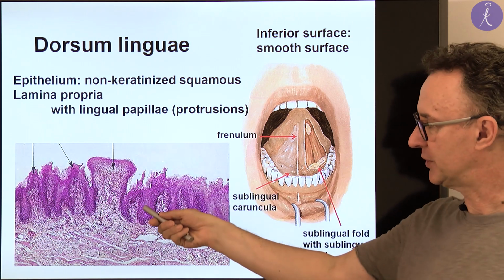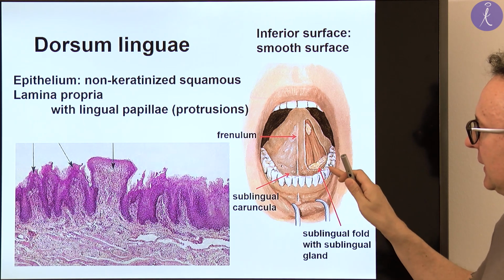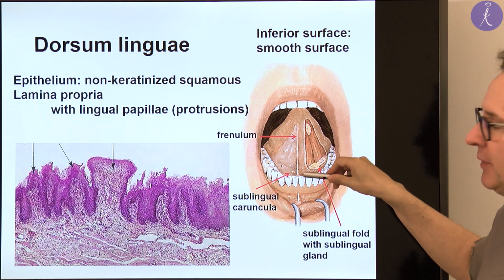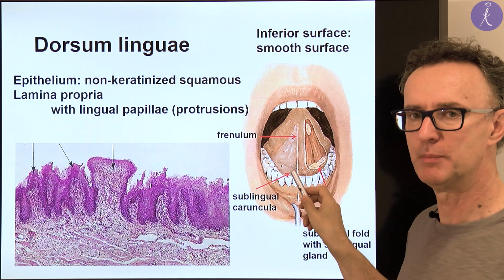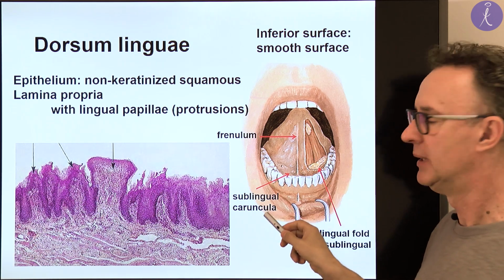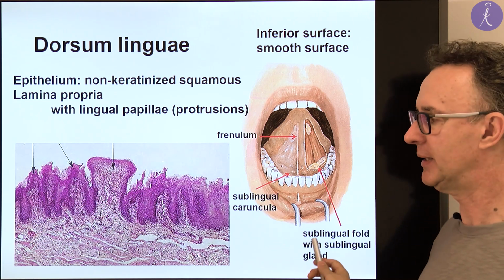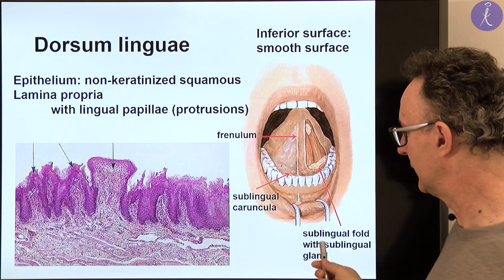In contrast to the dorsal surface, where we see this roughness, on the inferior surface we see almost nothing special. We have in the midline the brake of the tongue called frenulum, and on each side at the bottom we have a special elevation, a tiny protrusion called sublingual caruncula, a favorite question in the exam, because this is where the submandibular duct and the major duct of the sublingual gland open.